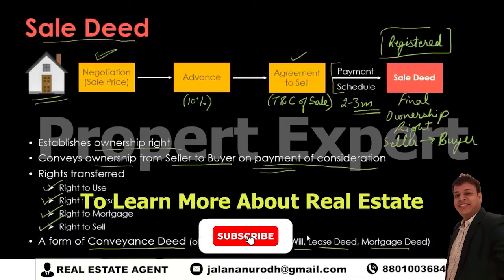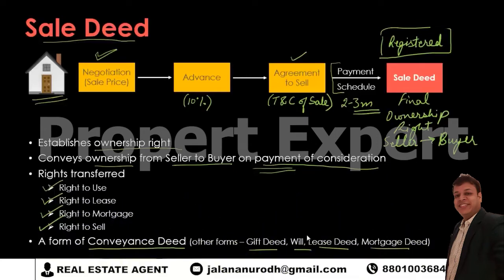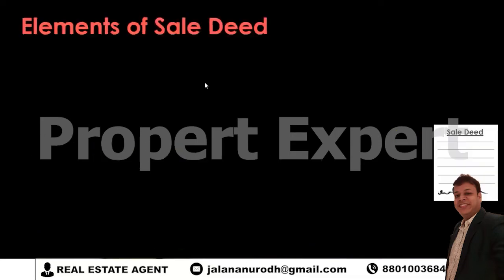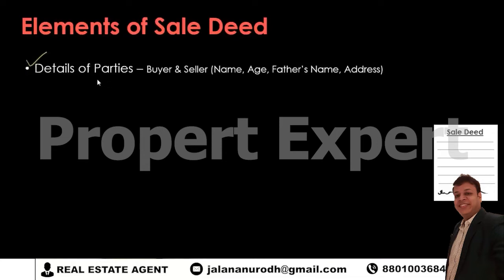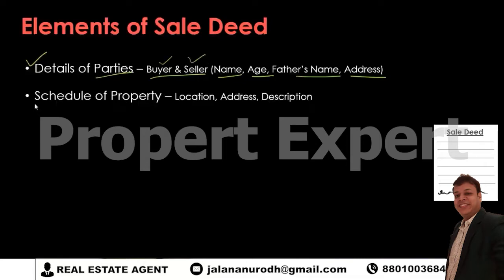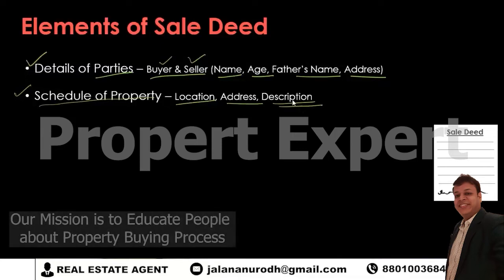Now I'll talk about some important clauses in the sale deed. Now we will see some essential elements of the sale deed. First, you have to enter the details of the parties in the sale deed. The details of both buyers and sellers come in it: name, age, father's name and address. After that, the schedule of property comes. What is the meaning of the schedule of property? Where is the property located and what is the address? What is its description? Assume what is the orientation of the plot or the flat, or how much is its area. What are the details of its construction?